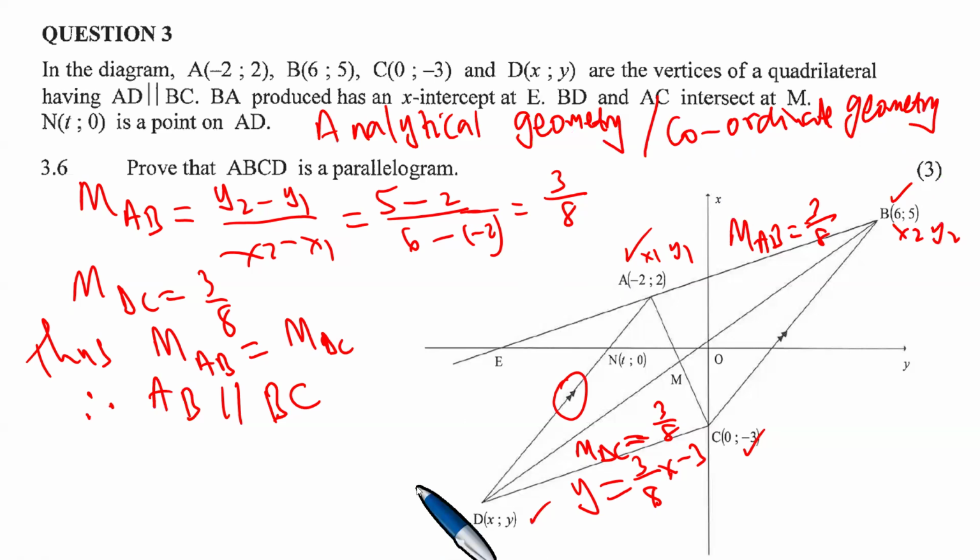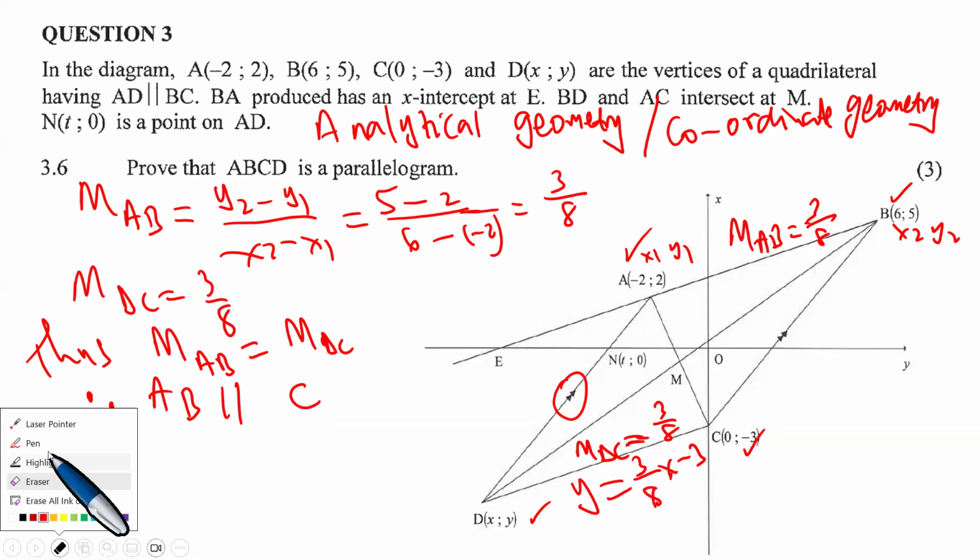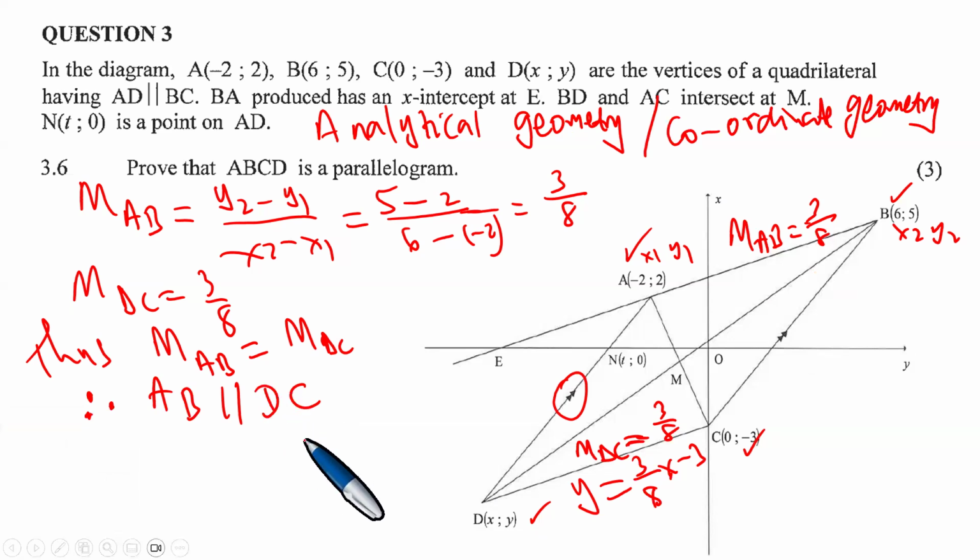So in the end, the gradient of the line AB is equal to the gradient of the line DC because they're both 3 out of 8, and therefore AB is parallel to DC, examiner. Take note of that. Now, but what do we know? So we can put a but.